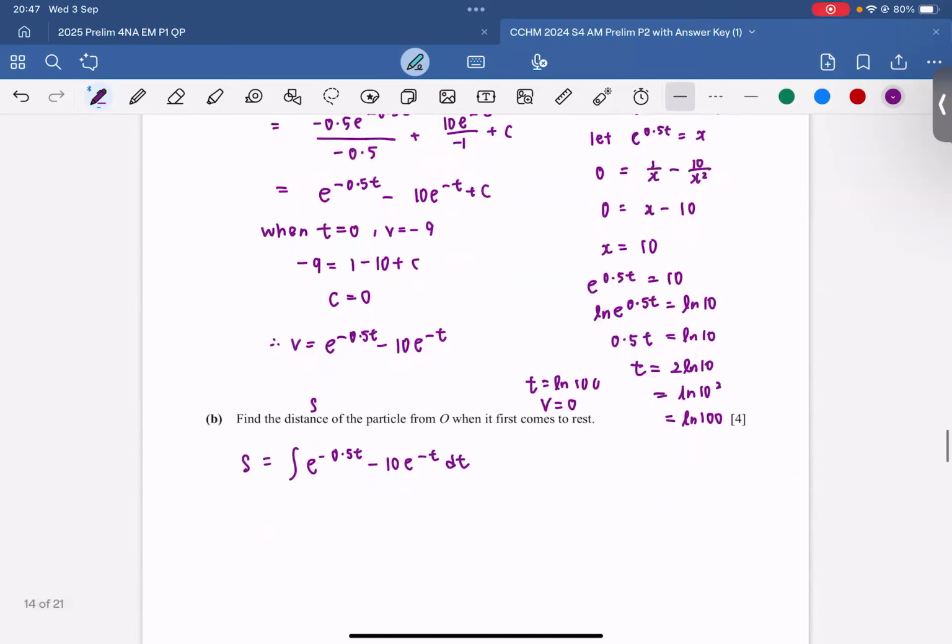Okay, so integrate this, what do we have? We will have negative 2e plus.